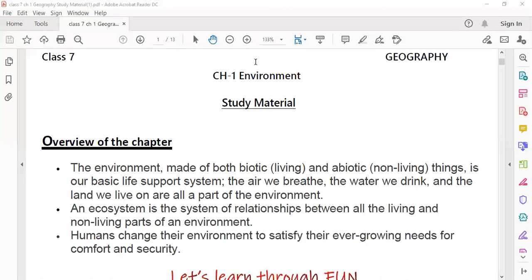An ecosystem is a system of relationship between all the living and non-living parts of the environment. जितने भी living और non-living parts हैं हमारे environment के, उनके बीच का जो relation है, उसे हम लोग ecosystem बोलते हैं. Now humans change their environment to satisfy their growing needs for comfort and security. We have seen that human beings keep on changing the environment. Now why do they do so? They do so because they want to satisfy their needs, and the needs of human beings are never ending. ये कभी खत्म ही नहीं होता.